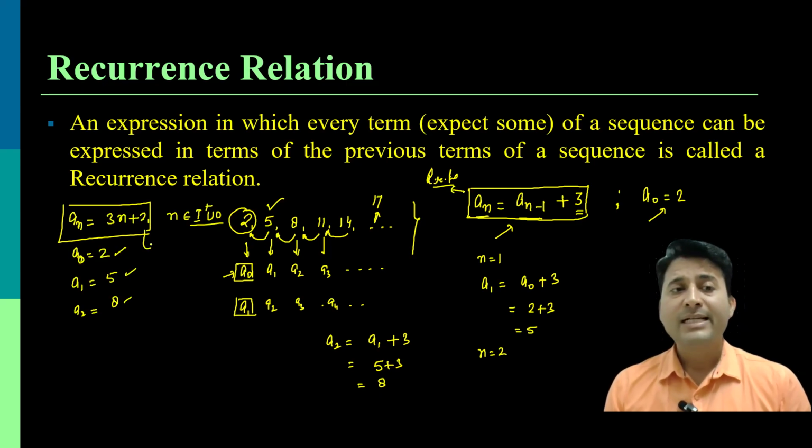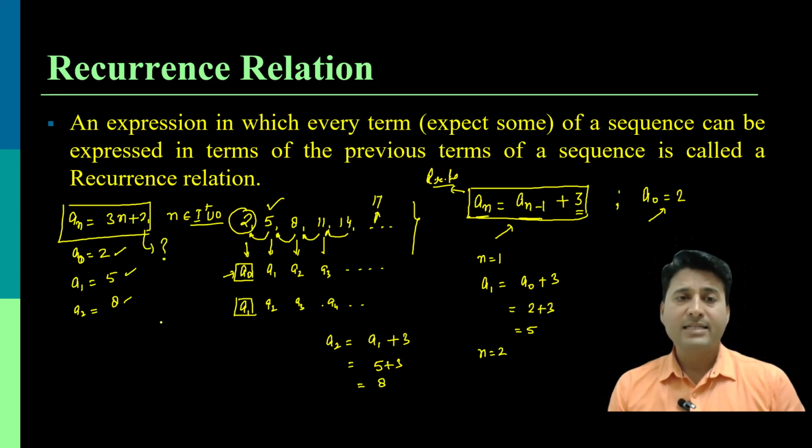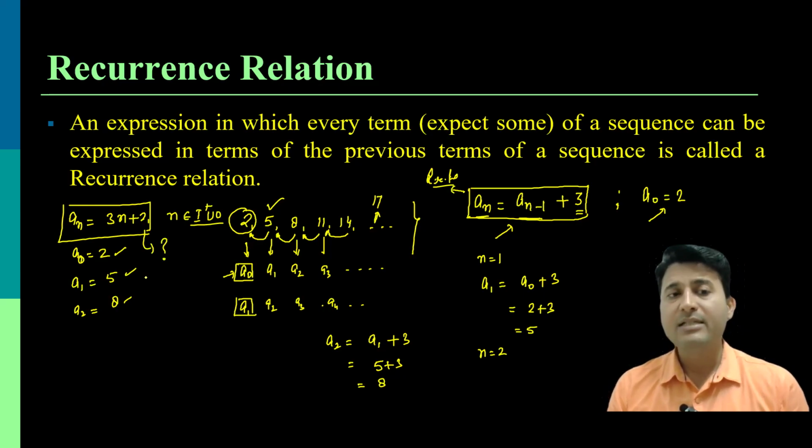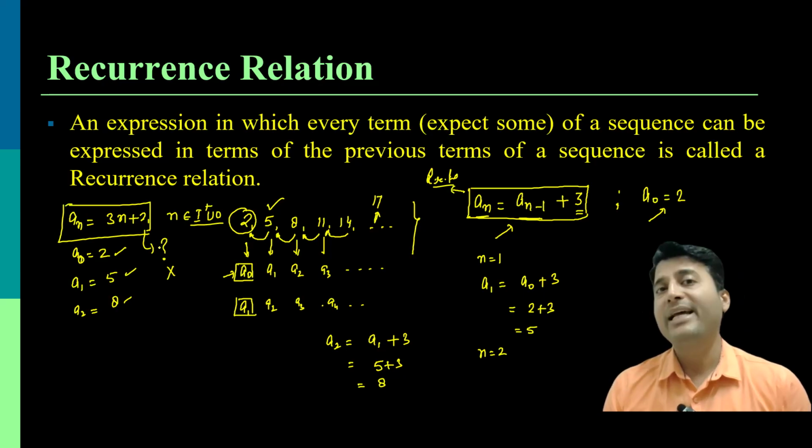But the question is, can I say this is also a recurrence relation? The answer is no. Why is the answer no? Because over here, an is not expressed in terms of its previous term.